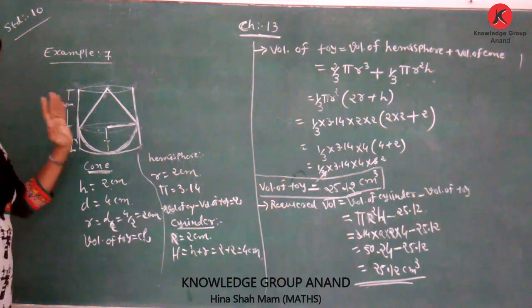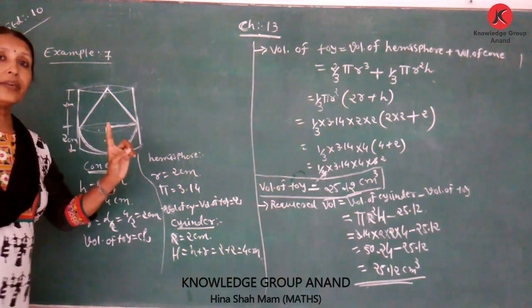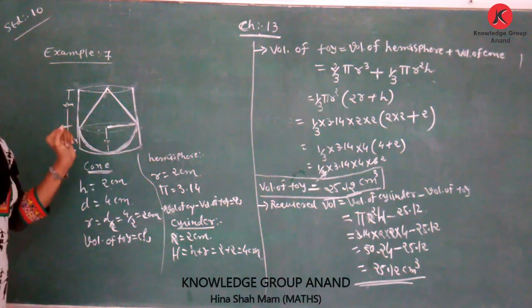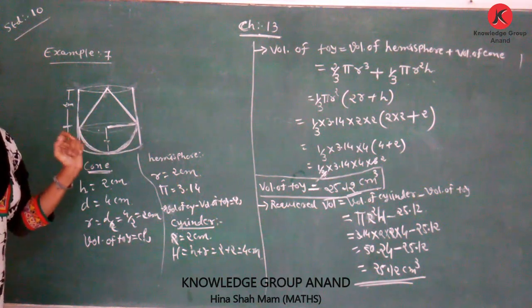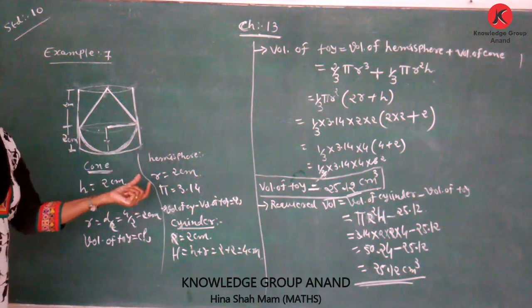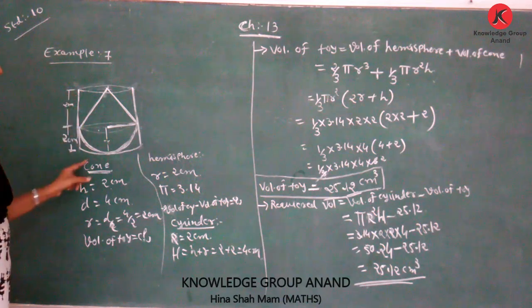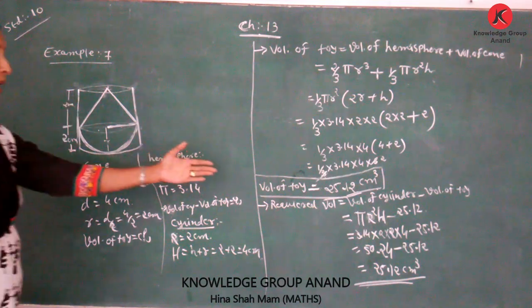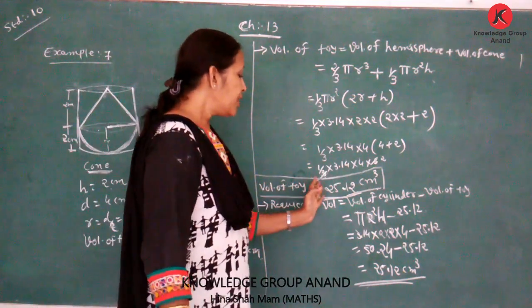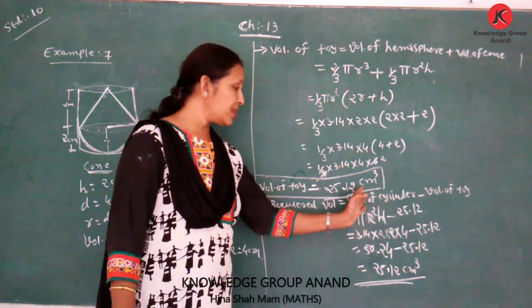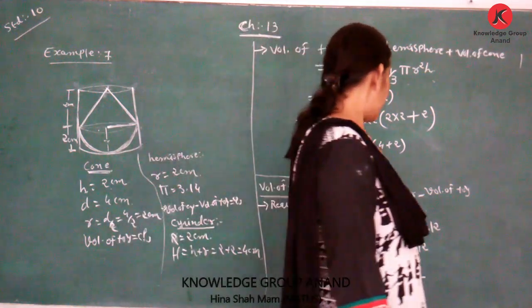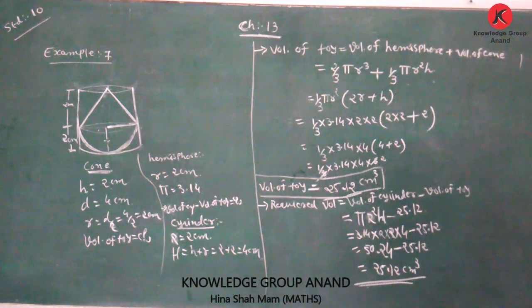Now second question is like this. Find difference of volume of cylinder minus volume of toy. Difference means minus. Then required volume is equal to volume of cylinder minus volume of toy. Volume of cylinder formula pi r square h, and volume of toy is found, 25.12. Then simplify, its answer is also 25.12. Now we start our exercise 13.2.